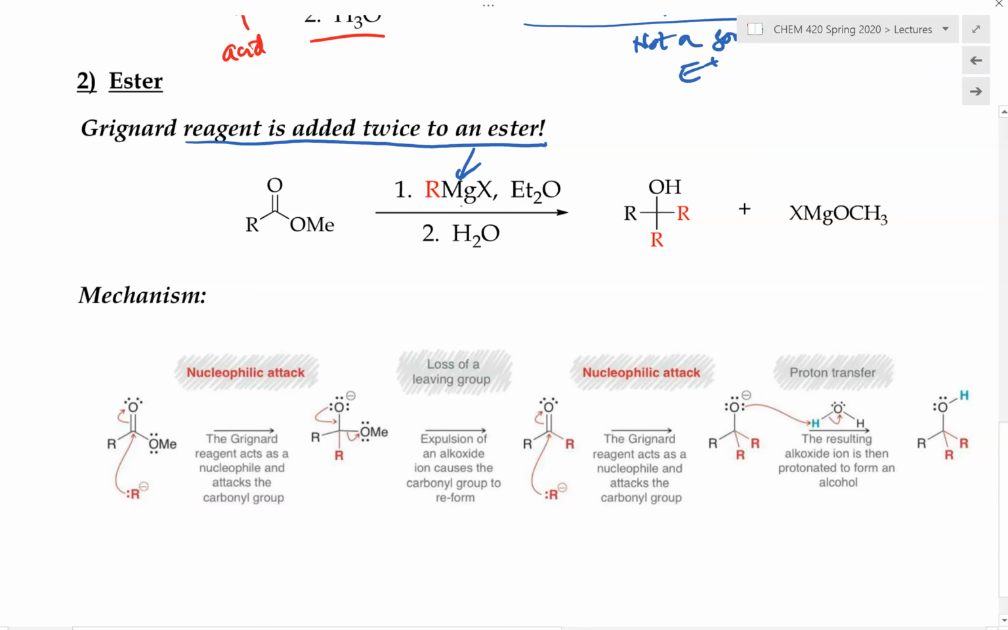And it is not possible for us to stop after we have added only one of the carbanion to the carbonyl carbon here. Even if we have only one equivalent of it, the reaction will come in and react further again.